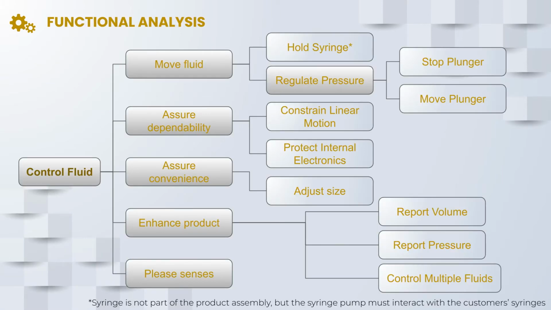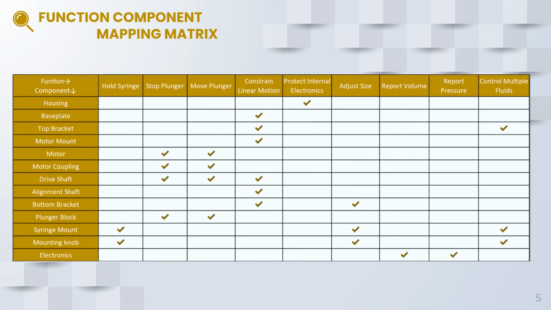Pictured here is our FAST diagram. We have one main functive branch that relates to controlling the fluid within the syringe. We can see that our function component mapping matrix identifies that many components share the role of constraining the linear motion of the syringe pump. We can also see that the syringe mount and mounting knob share all functions. These are great opportunities for part consolidation, which we will cover later in the presentation.